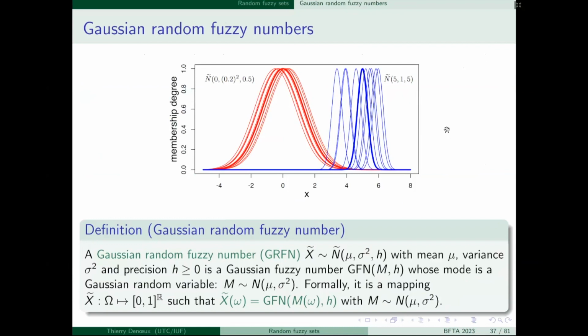Okay, it's a Gaussian fuzzy number. Here the mode is denoted by capital M, a Gaussian random variable. You can say it's a doubly Gaussian variable. The possibility is Gaussian, and the mode is a Gaussian random variable. Okay.